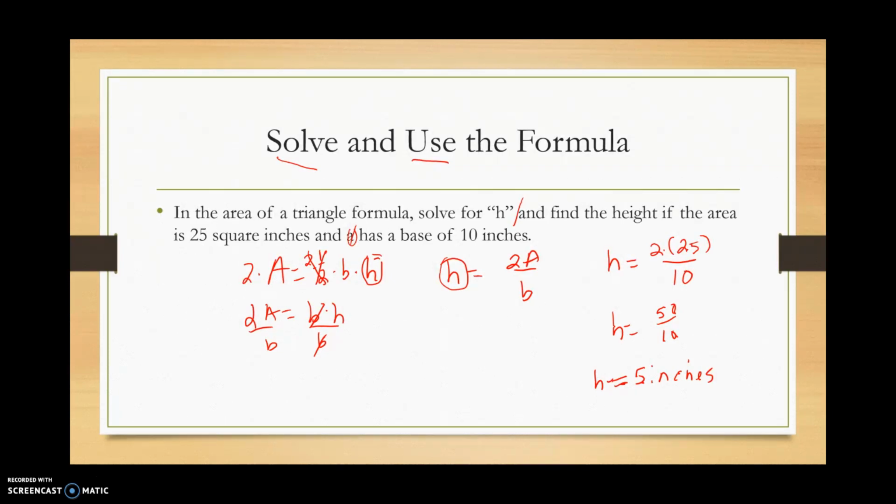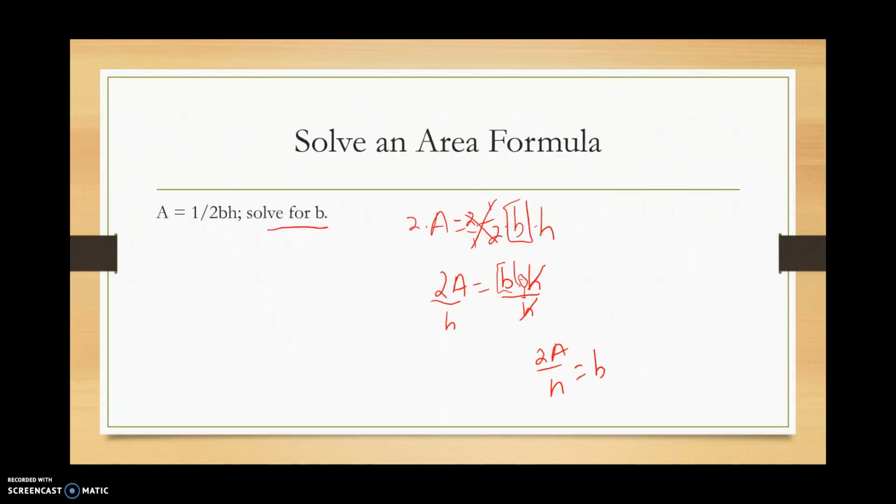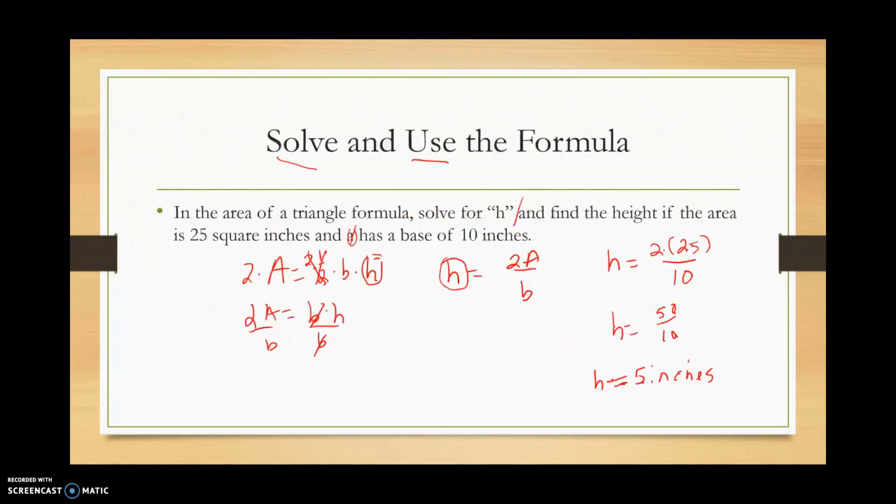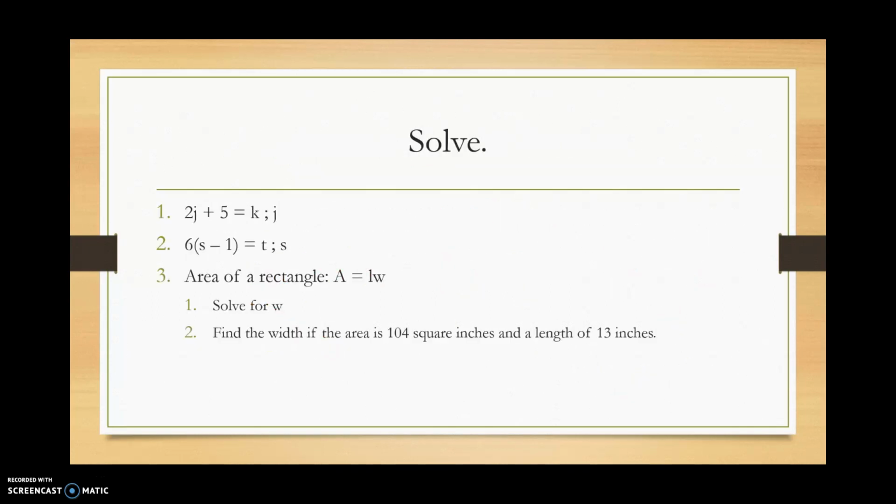Okay. So I would review this. If you have any questions, go back, look over these. Okay, these are the questions that you're going to solve now. This is on your own. So number 1, 2j plus 5 equals k. This is the problem right here. Okay, and you're solving for j here, just like on here, you're solving for s.